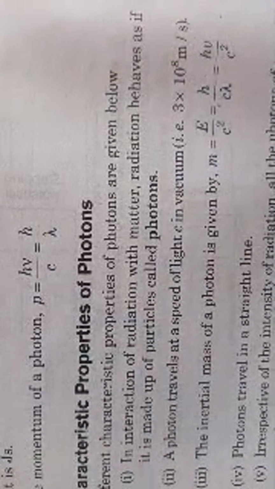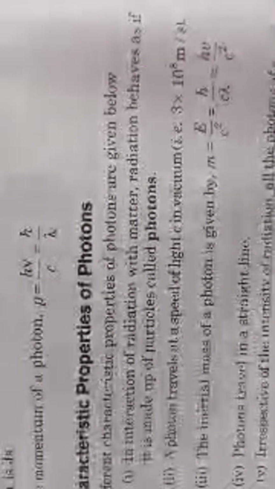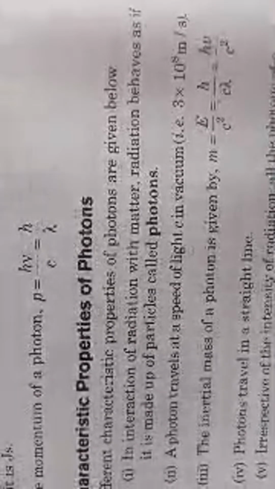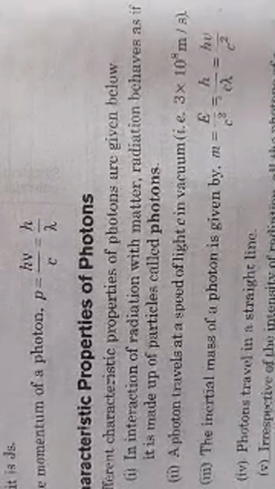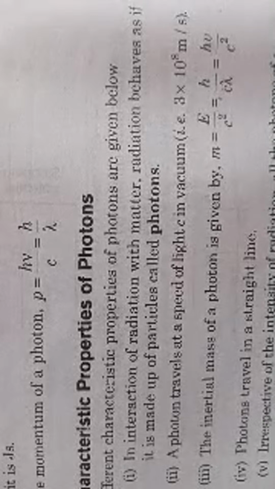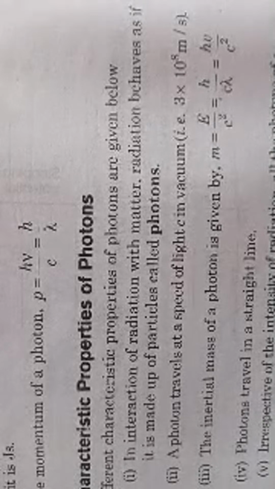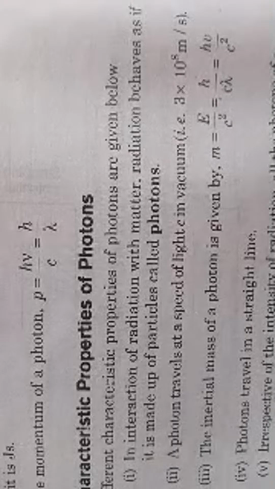Characteristics of photons. In the interaction of radiation with matter, radiation behaves as if it is made up of particles called photons. A photon travels at the speed of light c in vacuum, 3 into 10 to the power 8 meter per second.